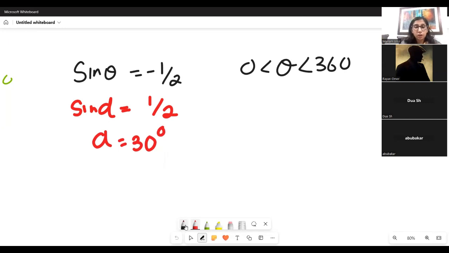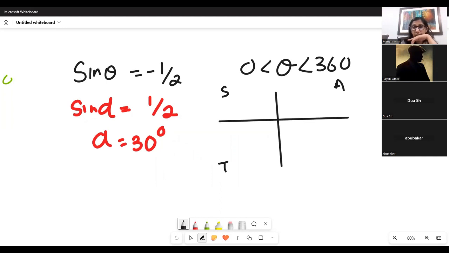Now it's time to plot it. Where do I plot the theta? In A, S, T, or C? C and A? It's first and second quadrant. But cos is negative. Sorry, sine. Sine is negative. In T and C, because originally sine is negative. So it goes here, and it's always plotted with the x-axis. Or it goes here, and it's always plotted with the x-axis. Don't plot it with the y-axis. Write 30 here or here. Okay.